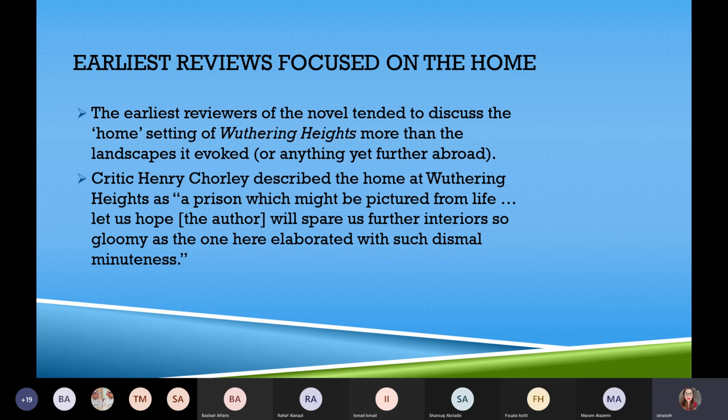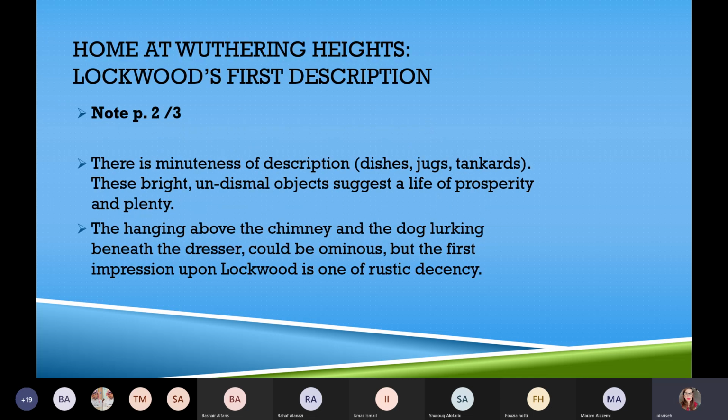But in the movie, they focus more on the moorlands, on the outside, and that is basically not true to the novel. So be aware of that.